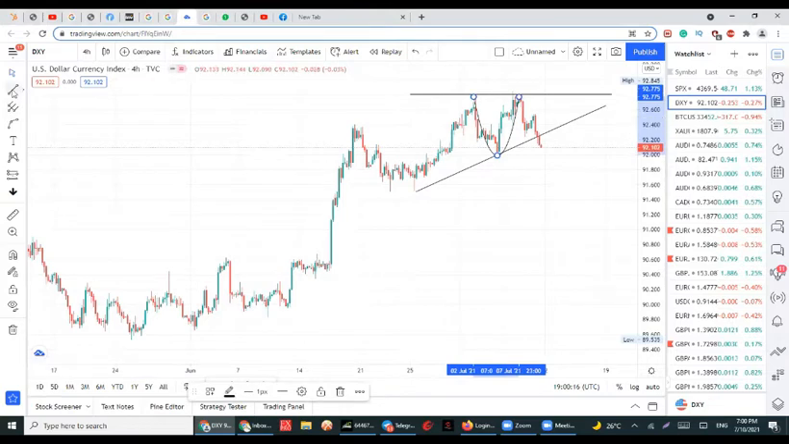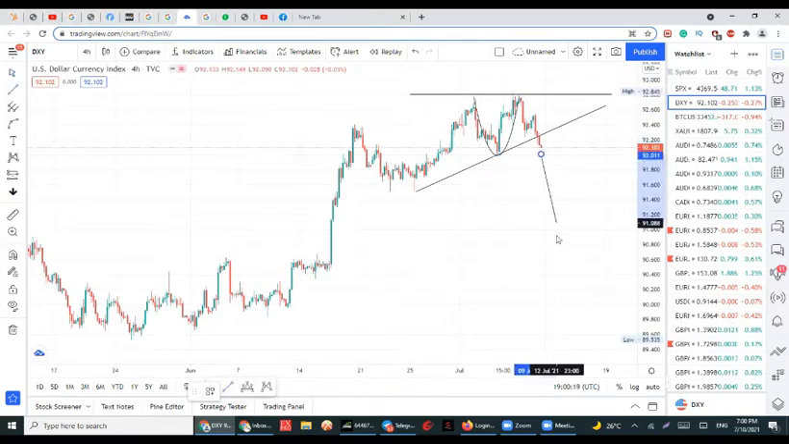I'm expecting price to fall down to the nearest support zone over here, that is the 90.60 zone. But before that, something needs to happen. I'm expecting price to break below the 92.00 zone of the dollar index. And if that happens, we are likely to push price down on the dollar index.